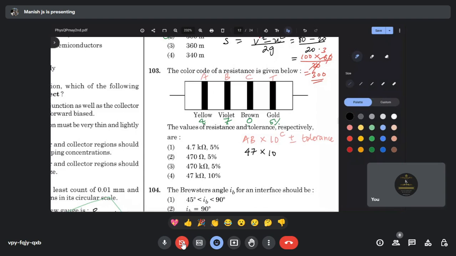Okay, so here 10 to the power C, I think brown cannot be 0. Let me just check. Brown has to represent 1 and 0. There's no chance it is 0. Okay. Black is 0. Black is 0. Then I think, if brown is 0, then 10 power 0 is 1, it's not matching. So brown has to be 1. Okay.